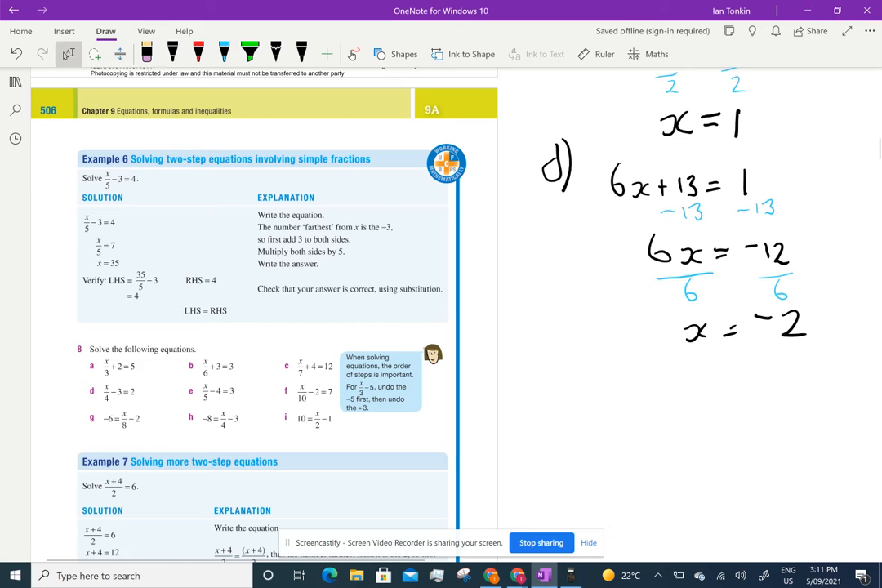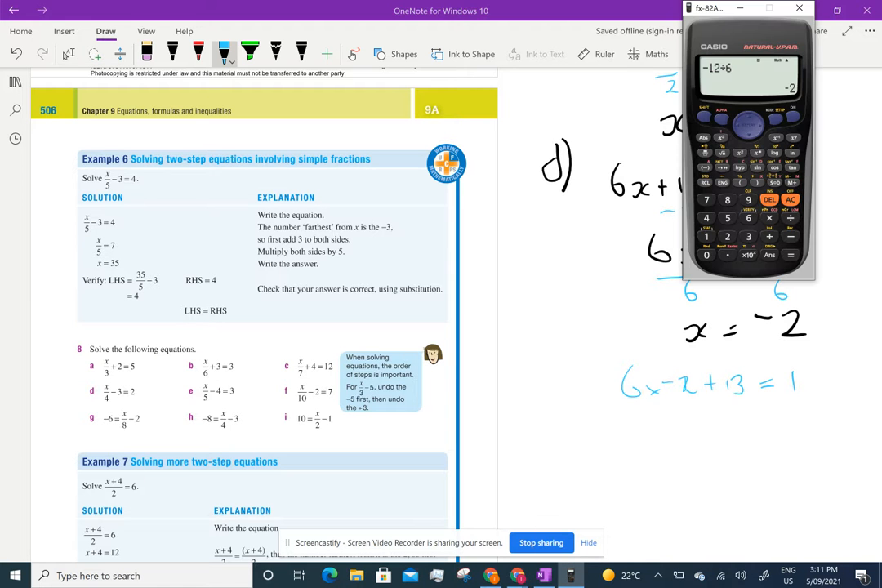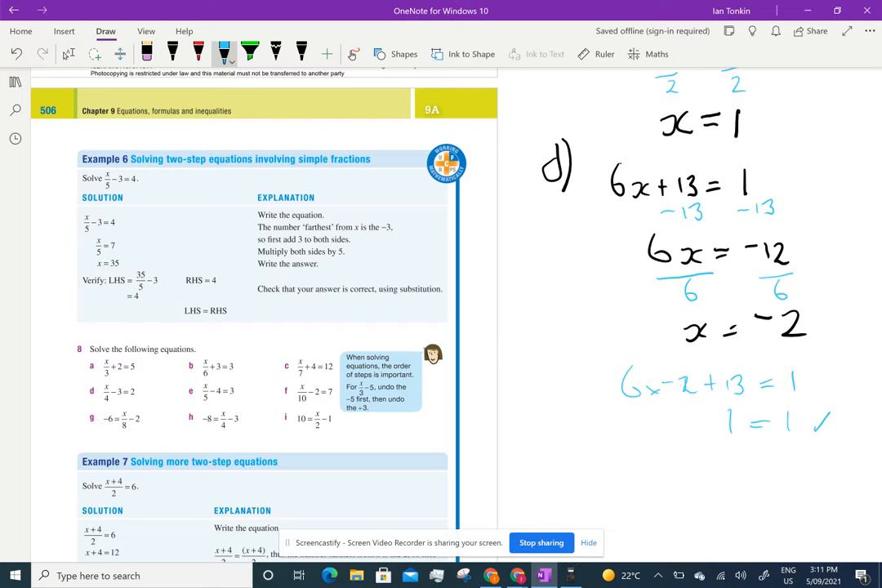Oh, well, let's check it. Does 6 times negative 2 plus 13 equal 1? Well, I'll do that on my calculator. 6 times negative 2, times negative 2 plus 13. Well, it does. 1 equals 1. Beautiful.